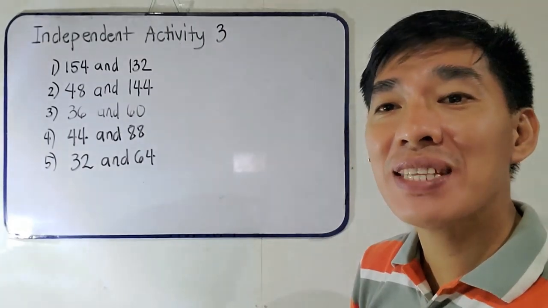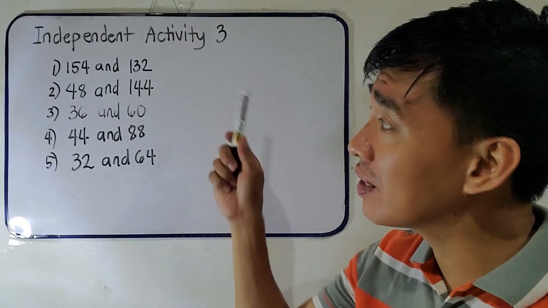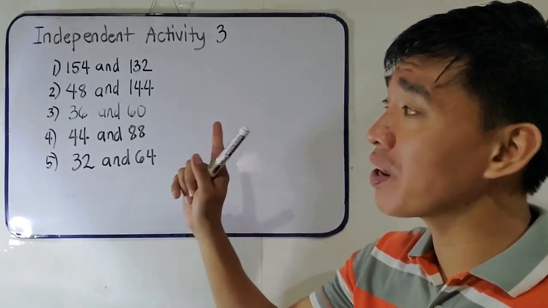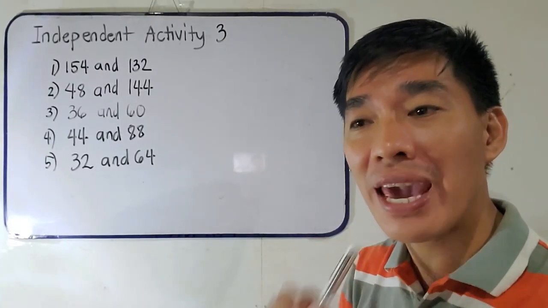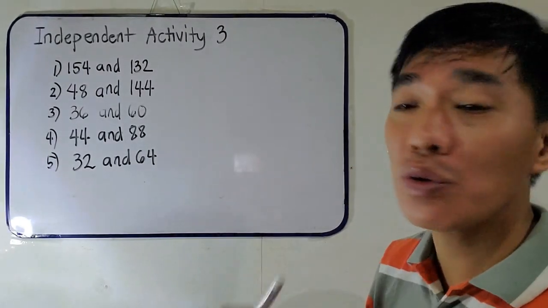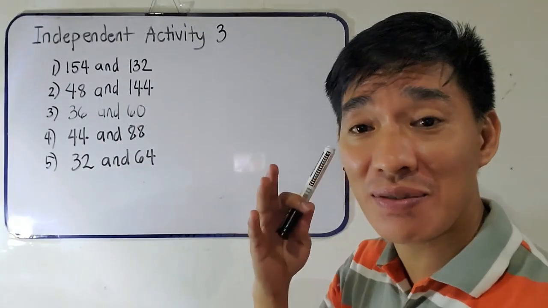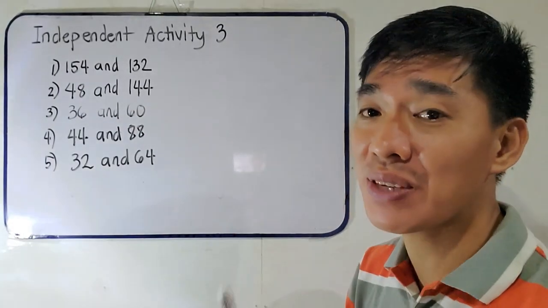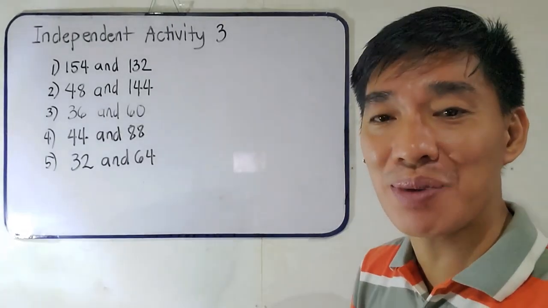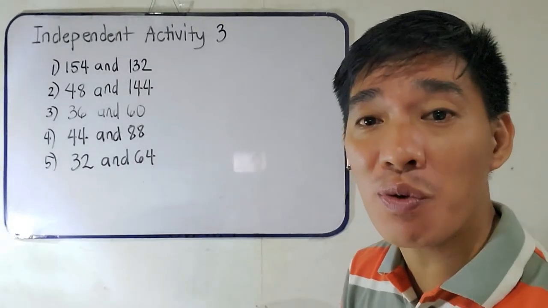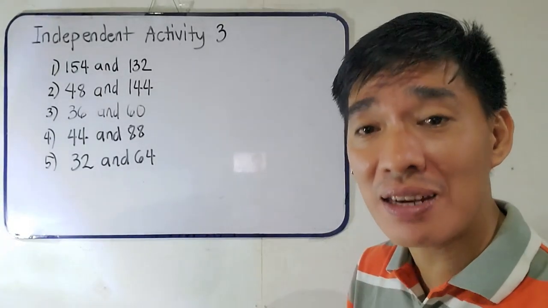In your independent activity 3, you will just tell to what number 154 and 132 are divisible. The choices are 4, 8, 11, and 12. So all you have to do is shade 4 if it is divisible by 4, shade 8 if it is divisible by 8, shade 11 if it is divisible by 11, and shade 12 if it is divisible by 12. So get ready, for I will now reveal the answer. However, if you are not yet done, pause this video.